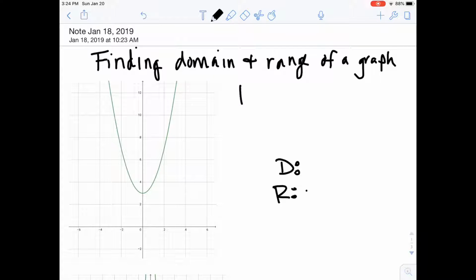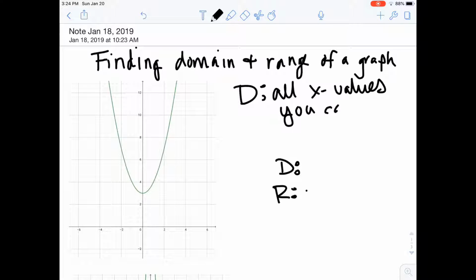So domain is all x values you can use. Okay. Now, just like in that last video, what I said was it's easier, instead of saying what values you can use, to say, okay, you can use everything except for these few, or this value or this, listing those few values that you can't use. So the same thing applies here in the graphs. You just say, okay, it's everything, but these values, or it's everything.